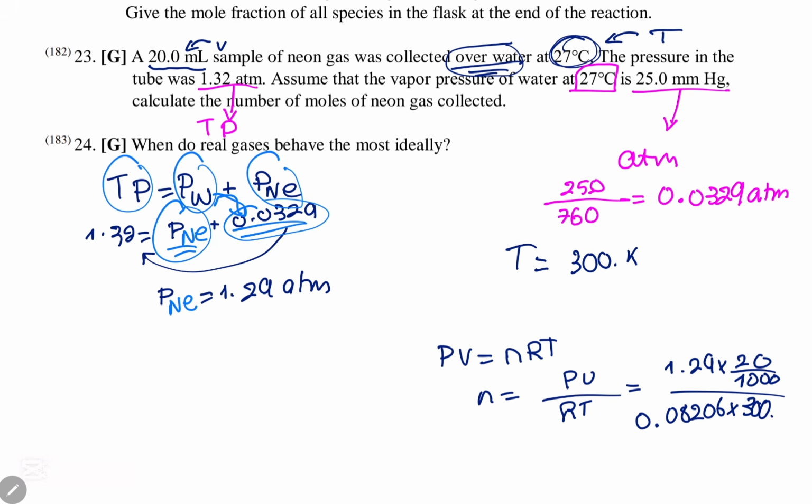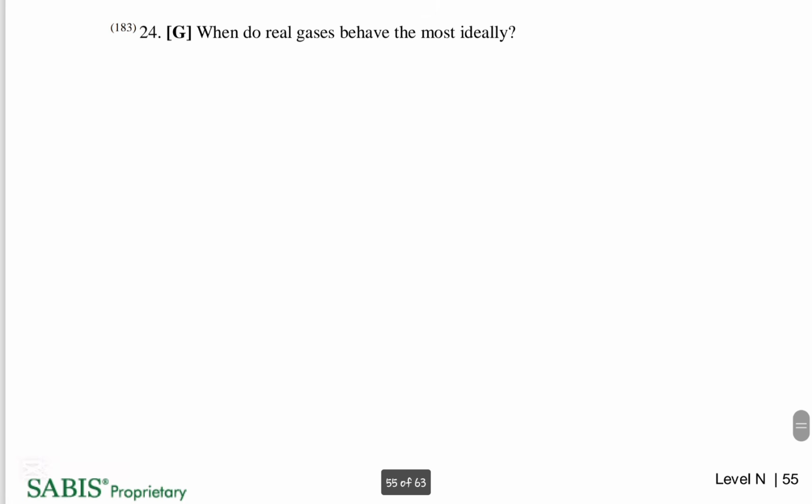So we should have a minimum of 3 decimal places, because here we don't really care about this one since we're changing it, and then 3 as well. So we should have only 3 decimal places. The number of moles that we will get is 1.05 times 10 to the power of minus 3 mole. Okay, so that's it for question 23. Now we'll move on to question 24.